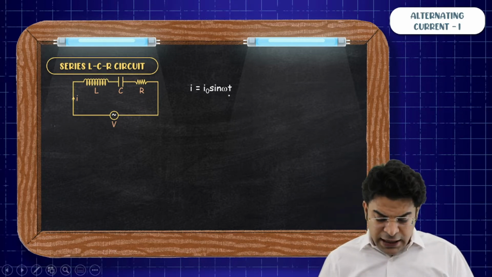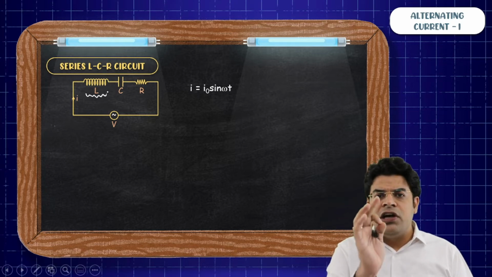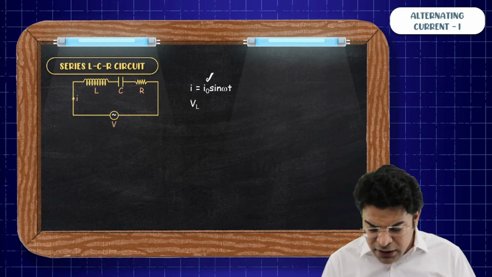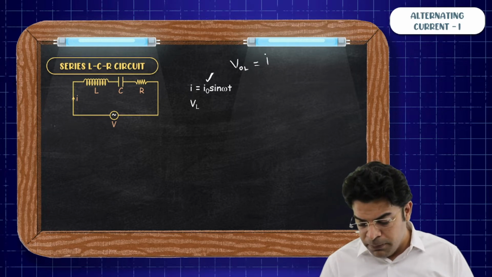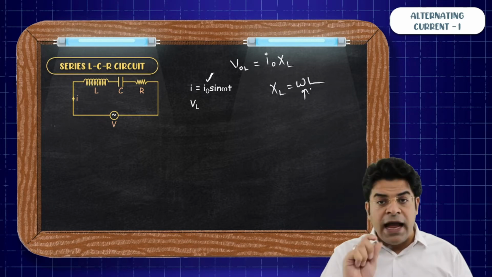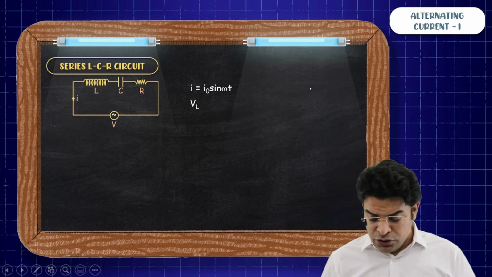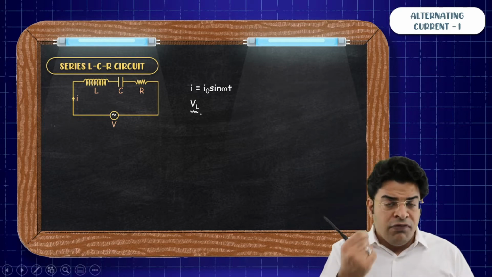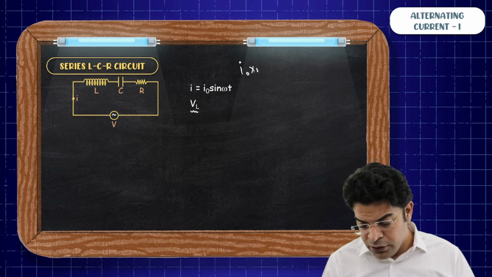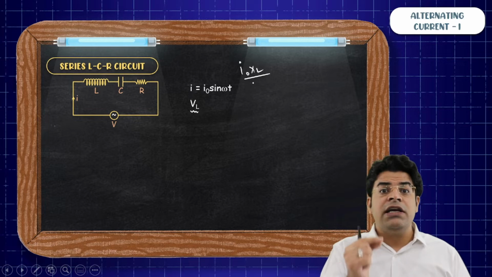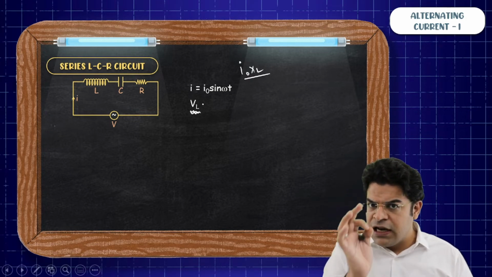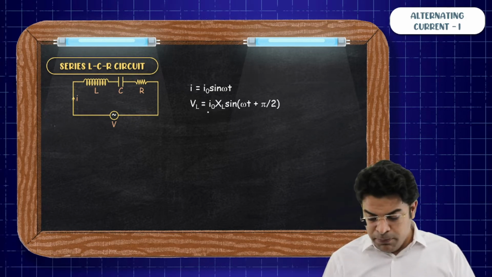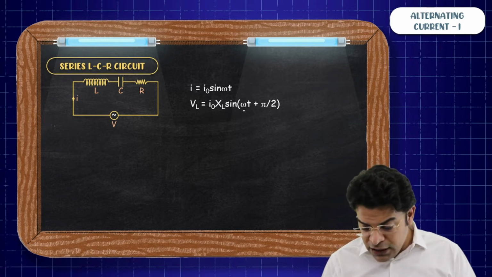Now if a current I equals I naught sine omega t flows through all three of them, and I ask you at any given instant of time what will be the potential drop across the inductor, you will say that if the peak current is I naught, then the peak potential drop across the inductor will be equal to the peak current flowing through it times XL, where XL is equal to omega L. Omega is the angular frequency of the current. So you can say that the potential drop across the inductor will have a peak value of I naught XL, and in case of inductor the potential is ahead of the phase of current by a phase of pi by 2. So you will say that the potential drop across inductor at any time t will be I naught XL, the peak value of potential drop across the inductor, sine omega t plus pi by 2.